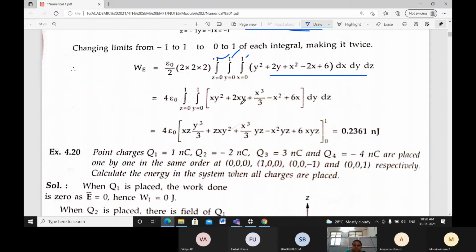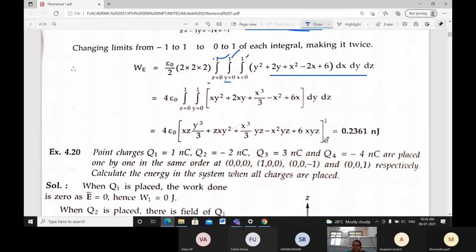Then you go with the integration, simple: with respect to x you have to do, with respect to y you have to do, and with respect to z you have to do. Then after integration you will be getting the equation as epsilon naught, x y cube divided by 3 plus z x y square plus x cube divided by 3 y z minus x square y z plus 6 x y z. The limit is varying from 0 to 1.